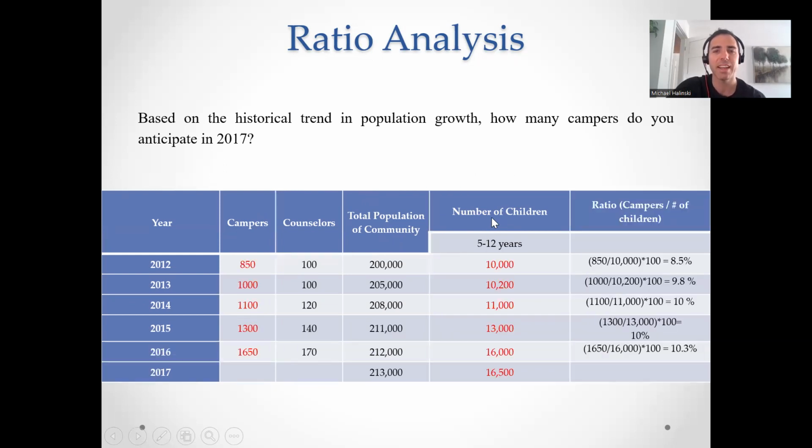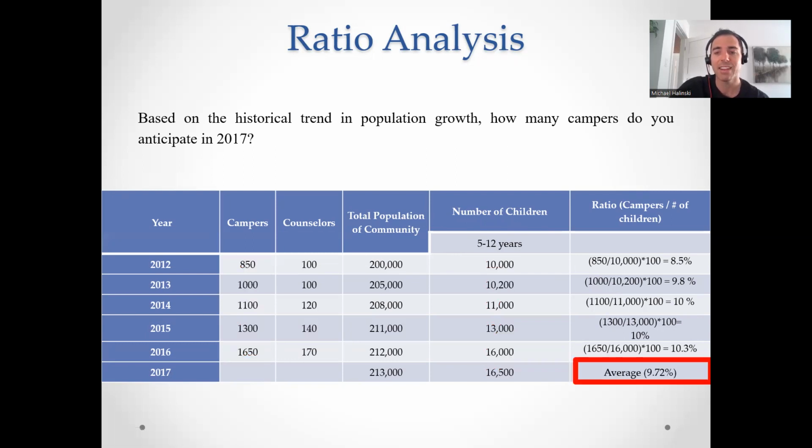Okay, so once we identify that is the correct column we need to look at, we create the ratio column. The ratio column is simply campers over number of children, to give you the ratio of how many campers we can expect based on the total population of children in the city. So not total population, because that would include adults and others, right? So the number of children in the community: 850 divided by 10,000, and you go all the way down here to figure out what each of the ratios are.